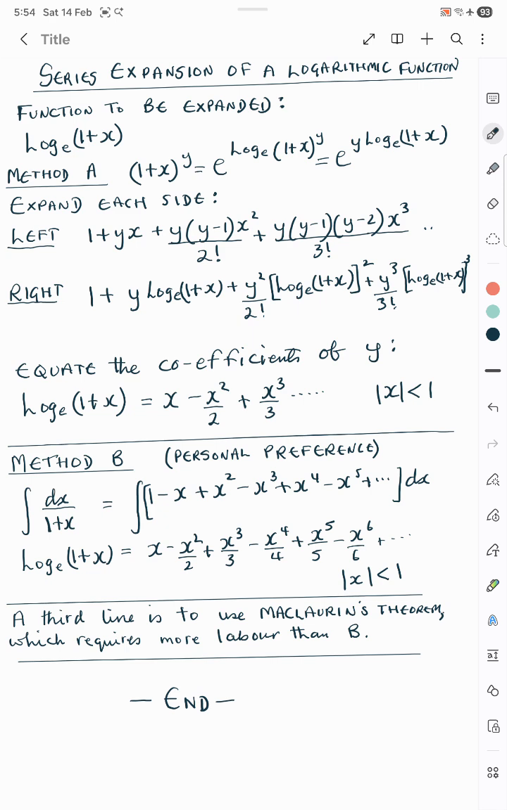Now, a third line is to use Maclaurin's theorem, which requires a bit more labor than B, and as mathematicians are not renowned for their zest for hard work, I've left that for another time.